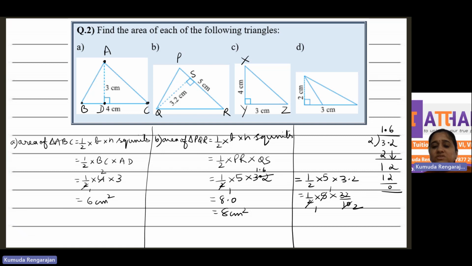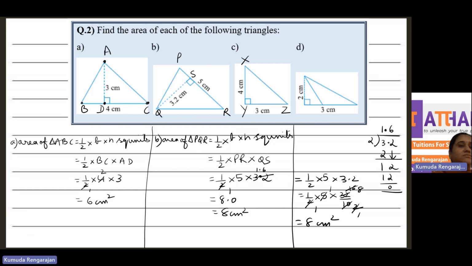2 ones are 2, 16s. 16 by 2, which is 8. 2 ones are 2, 8. Okay. I just told you the alternative, which you can do which way you want. I only said if you don't want the decimal point, you can shift it. You can write it as a fraction, 32 by 10. 8 centimeters squared.